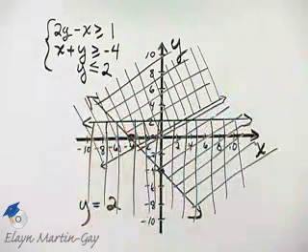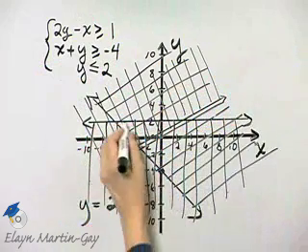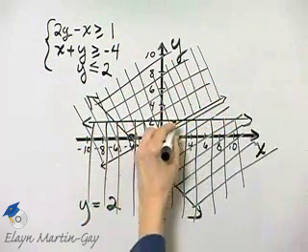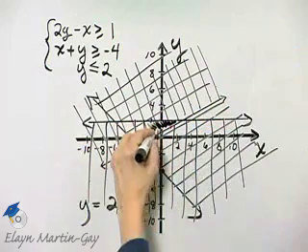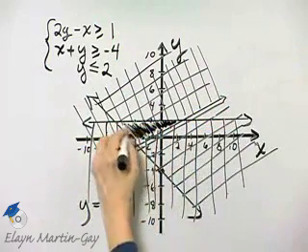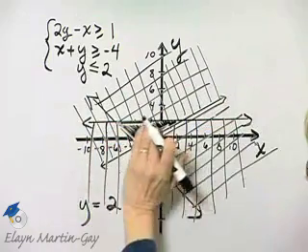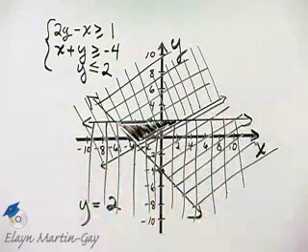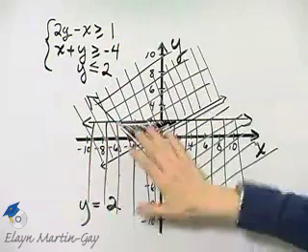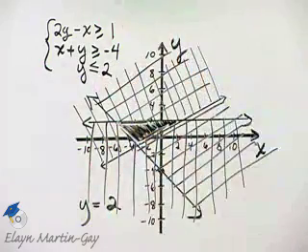So where in the world is the region of intersection for all three? It is this triangular region. You may be able to see it better with colored pens. In this region lie all ordered pair solutions of this system.